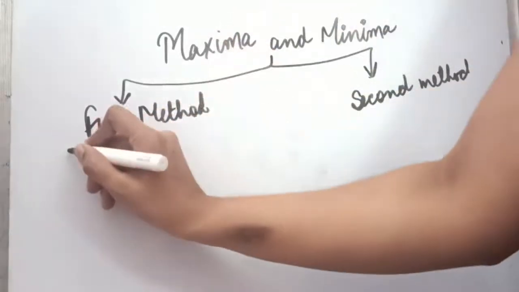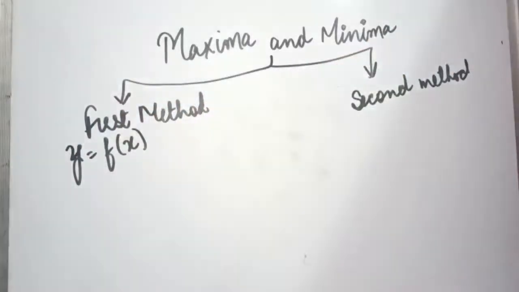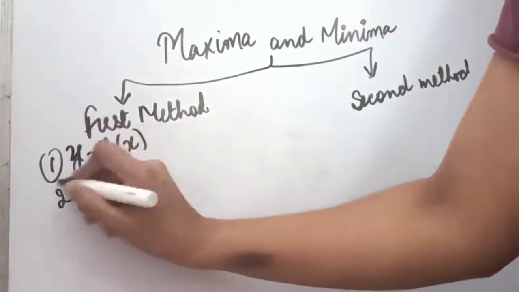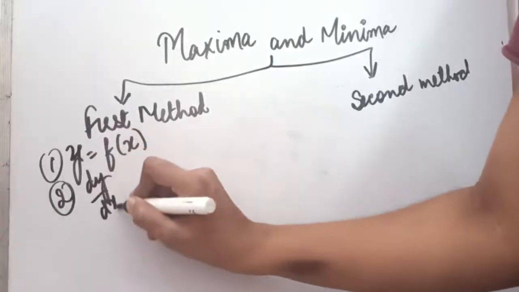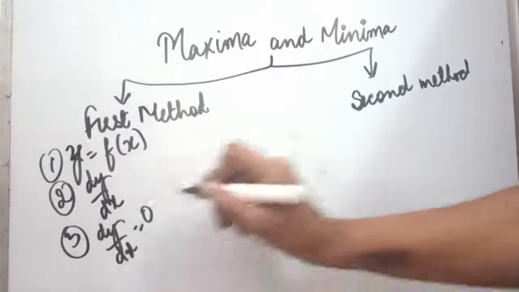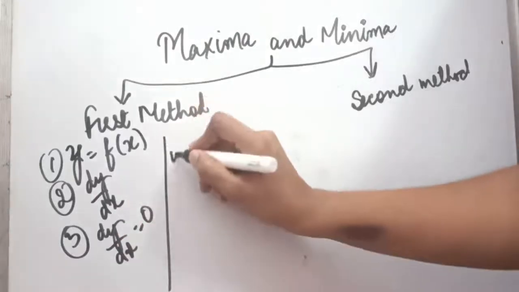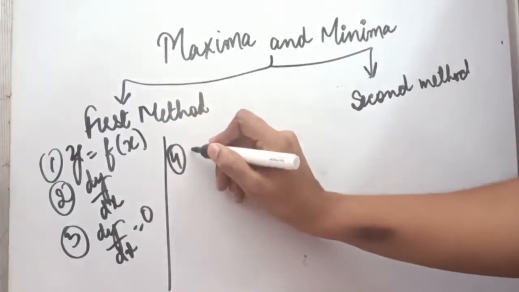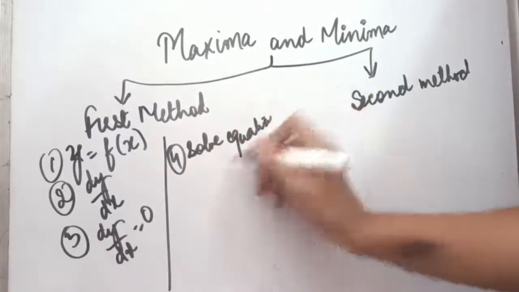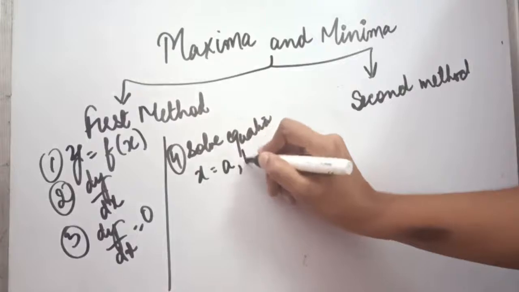Now talking about the first method, how you will start, you have to follow some steps. First, the question will be given to you. Put that question or function equal to y. The second step, you will calculate the derivative, that is dy upon dx. Then in the third step, you will put dy upon dx equal to 0. In the fourth step, you will solve this equation and find the answers of x. So you will be getting two answers or three answers. For example, we are getting two answers a and b.